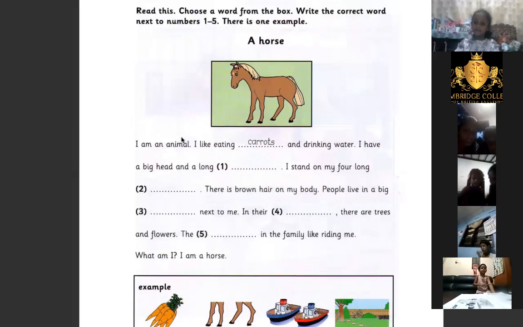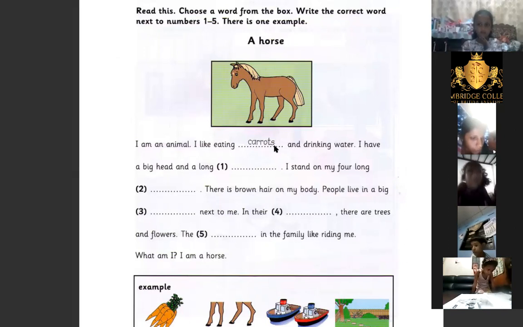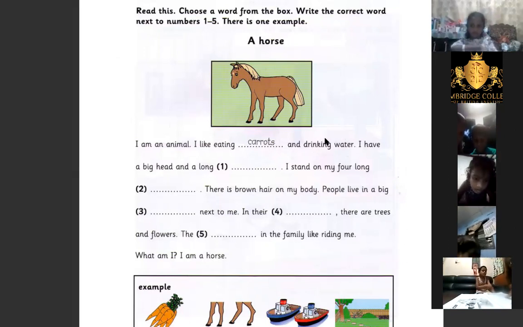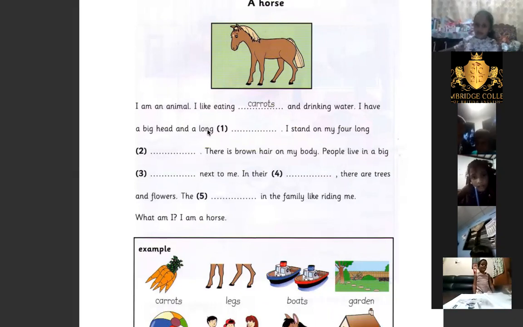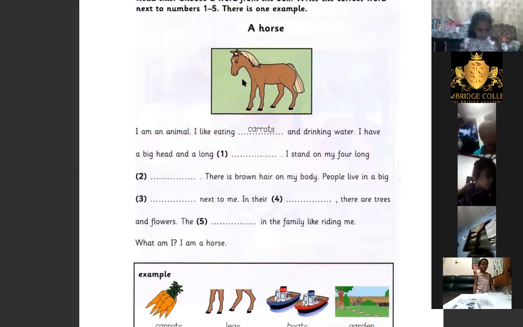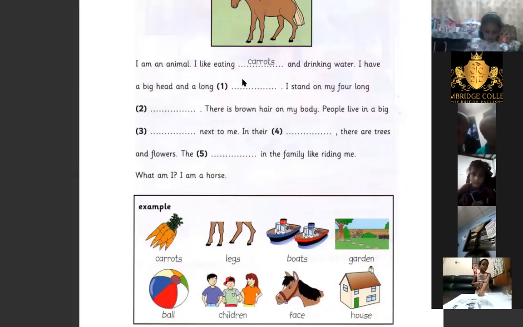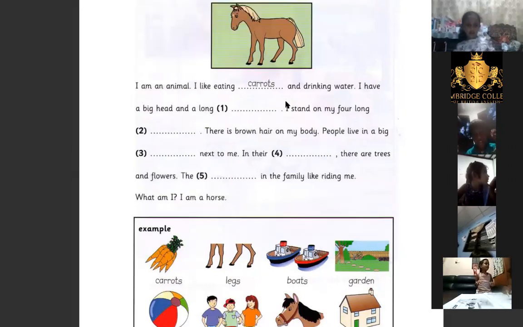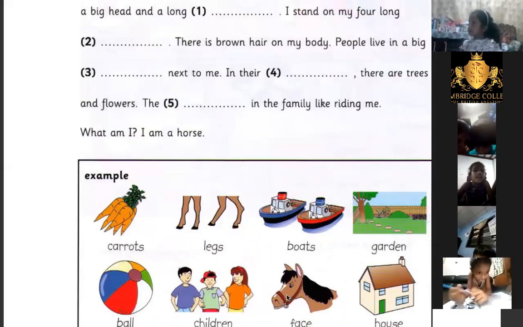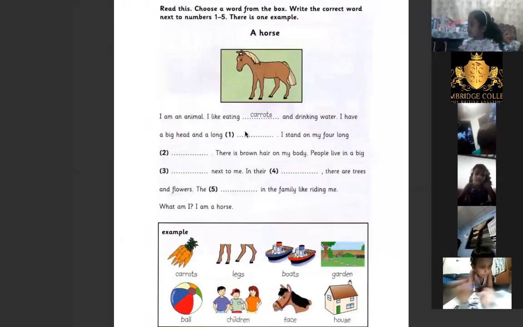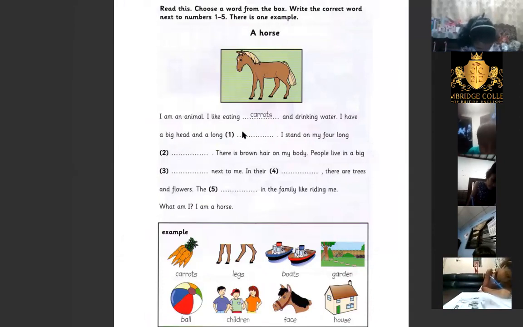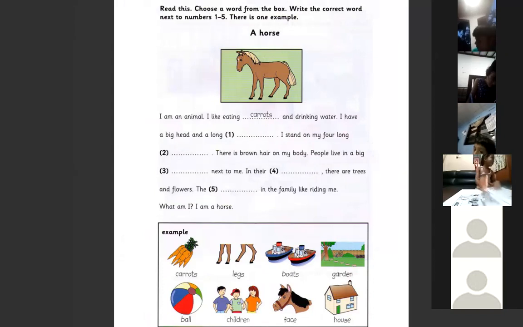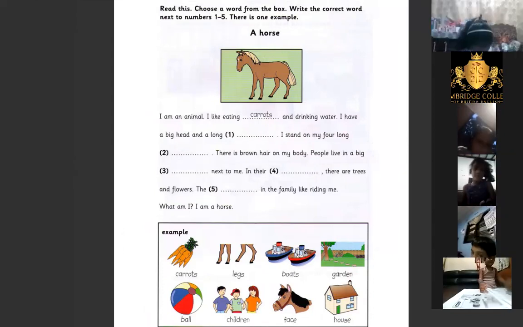I am an animal. I like eating carrots and drinking water. I have a big head and a long big head. What is long? Leg. No, not leg. Face. Long face. Now write the word face for question number one. Yes, face. Write the word face.